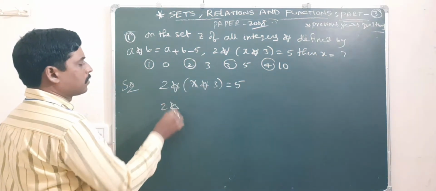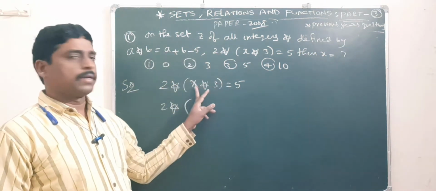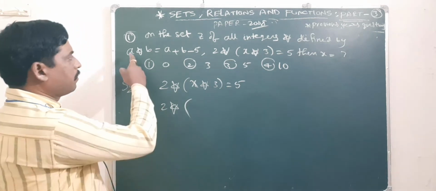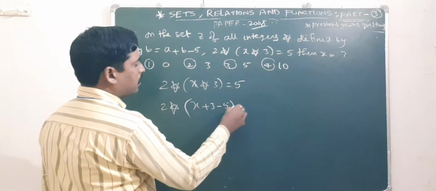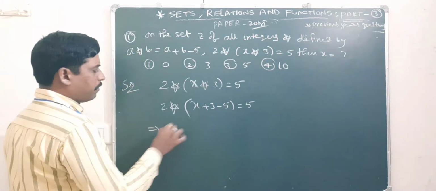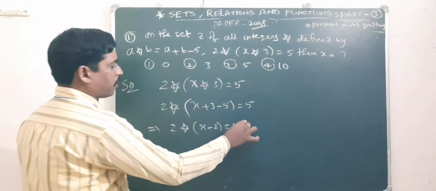So 2 star b, a star b is defined by a plus b minus 5. So x star 3: on a, b place in x, 3 substitute. So x plus 3 minus 5 is equal to 5. This will be x minus 2 is equal to 5.